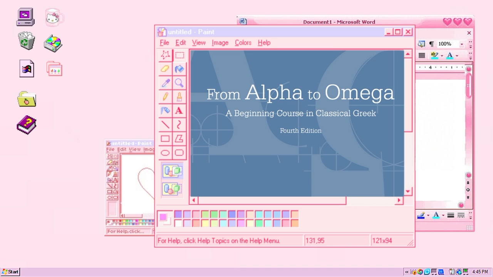So the first thing I wanted to show you is just the textbook that I use in my class. It's From Alpha to Omega by Groton. And honestly, it's a pretty good textbook. I can't really complain too much.